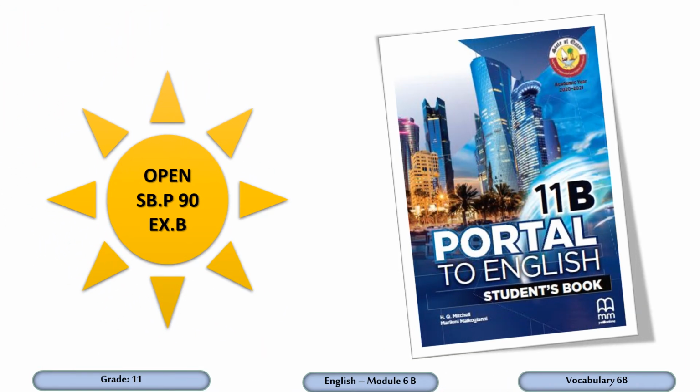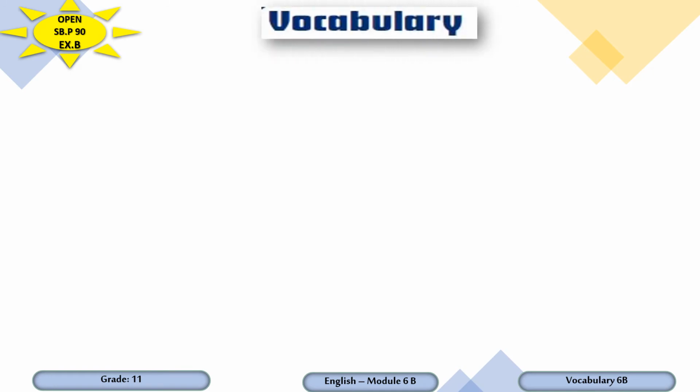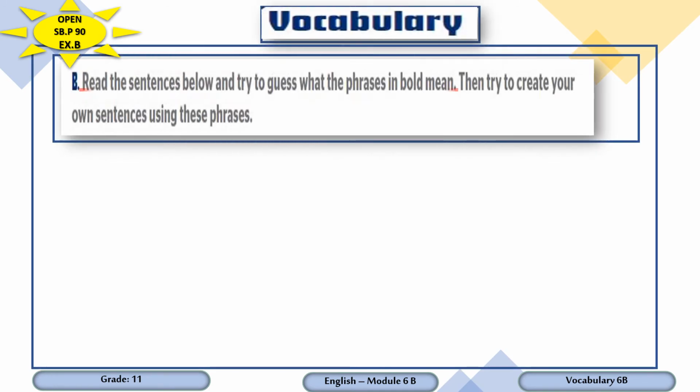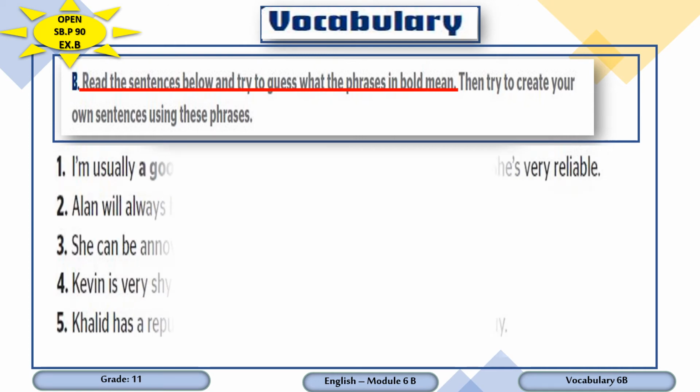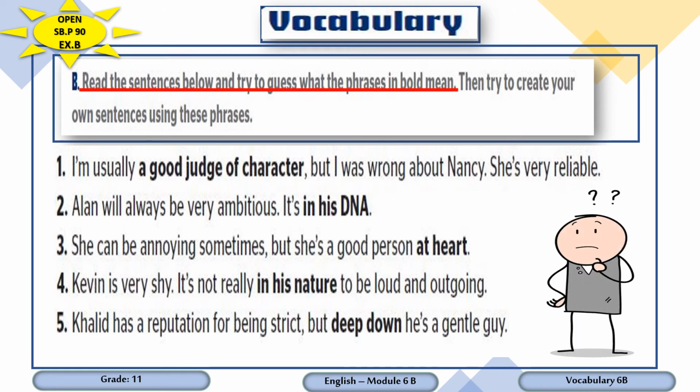Please open your student's book on page 90, exercise B. Dear students, please make sure that you are opening your student's book on page 90, exercise B. Read the sentence and try to guess what the phrases in bold mean. So, here we have 5 sentences, and we have 5 bold phrases.